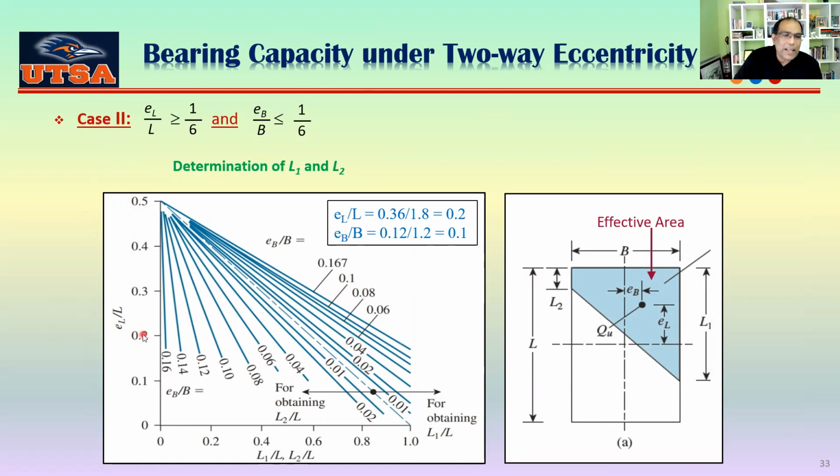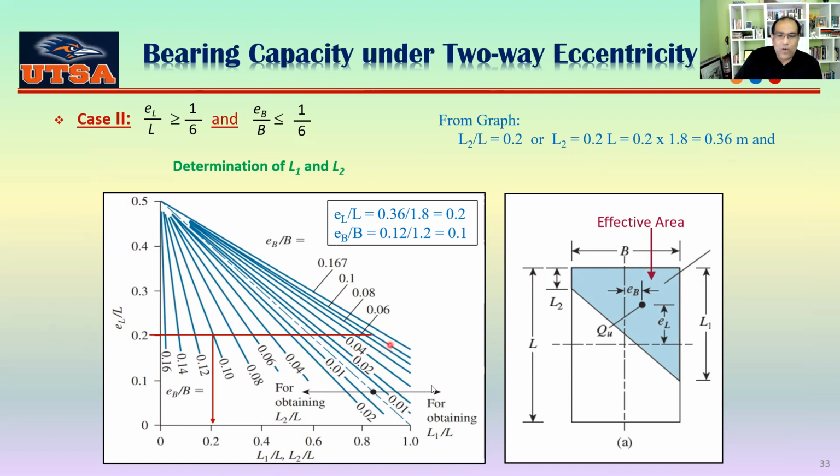So I have to get, like, here is 0.2. I can draw a line from this and see where this one will intersect with EB by B equal to 0.1. So EB by B equal to 0.1 here. If I take that data from here, then basically this one is for obtaining L2 by L. So L2 by L is about 0.2. So from the figure, L2 by L equal to 0.2, or L2 equal to 0.2 L equal to 0.2 into 1.8, which is equal to 0.36 meter.